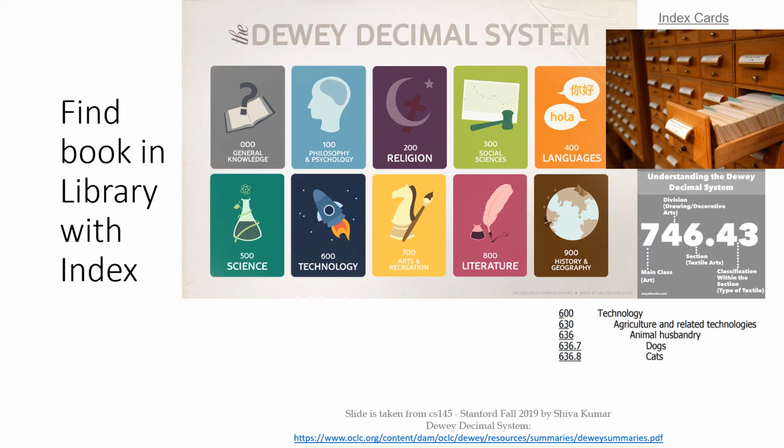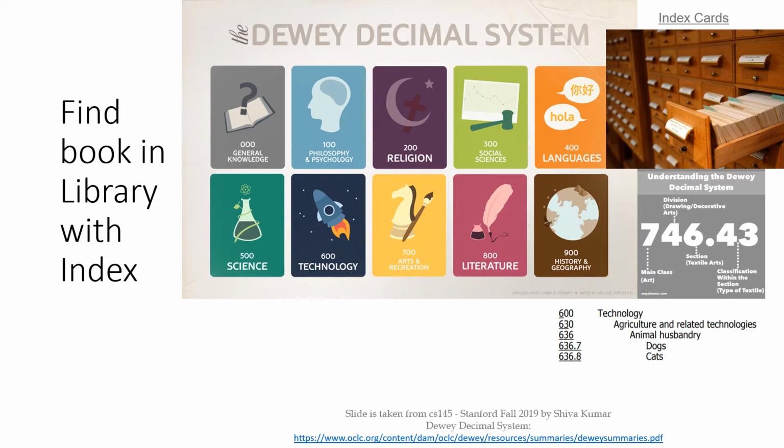As an example, ID 636.7 represents 6 as the technology class, 3 represents the division as in agriculture and related technologies, and 6 represents the section, that is animal husbandry, and 7 represents the classification or type, that is dog, and if we have 8 then it is cat. For more details, you can go through the link provided in the footer of this slide.